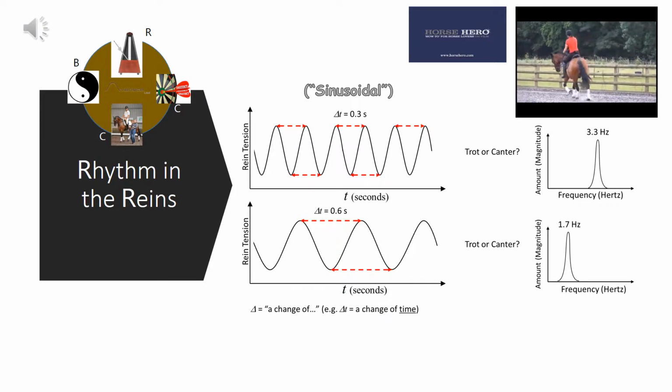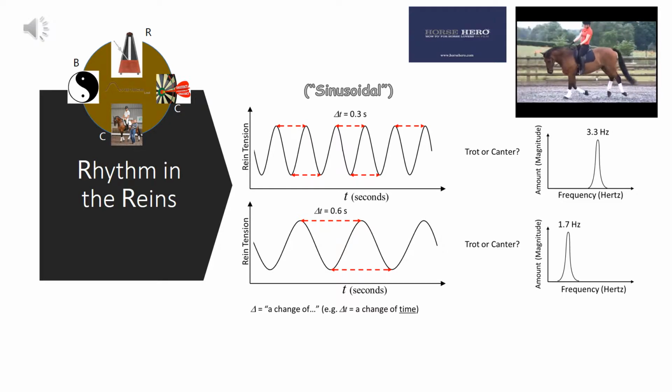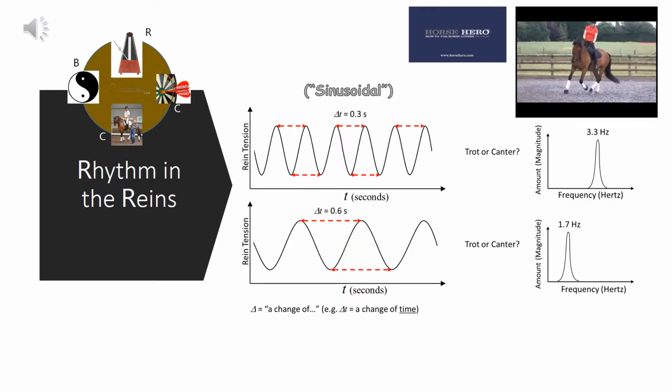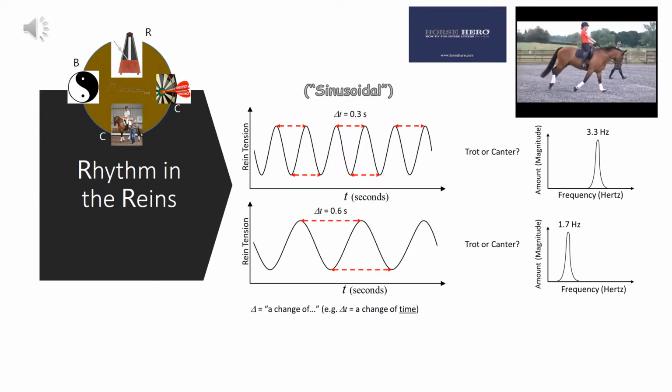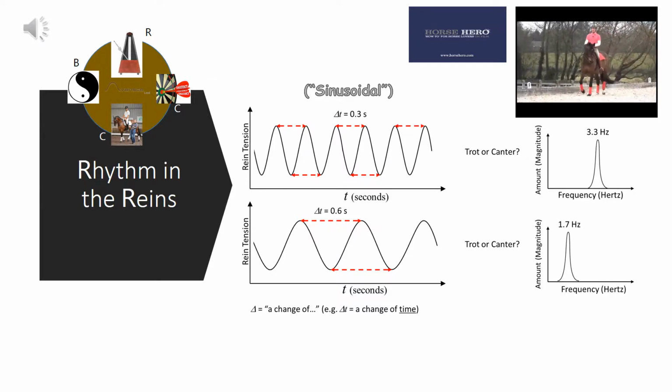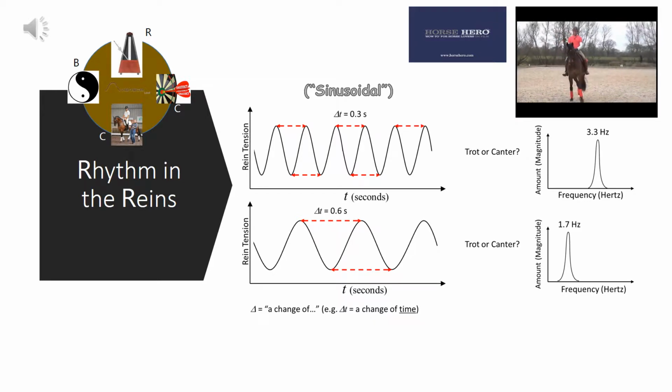So let's have a look at the upper graph. This has a time difference of 0.3 seconds between each maximum point. And in the lower one, there's a time difference of 0.6 seconds. Now the lower one is happening at a lower frequency, 1.7 hertz. And in the upper one, it's happening at a higher frequency at 3.3 hertz. So can you work out already which one is likely to be trot or canter?